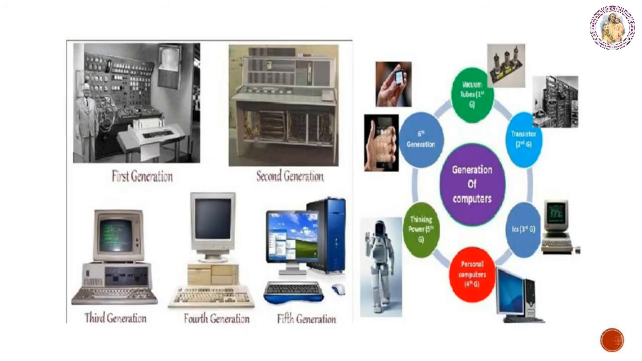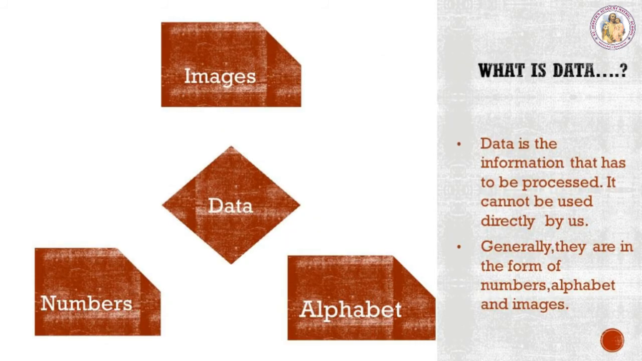So, in first generation computers, they used vacuum tubes. In second generation computers, they used transistors. In third generation computers, they used integrated circuits. In fourth generation computers, they used microprocessors. In fifth generation computers, now we are using artificial intelligence. Now we are going to know more about the present computers which we use.